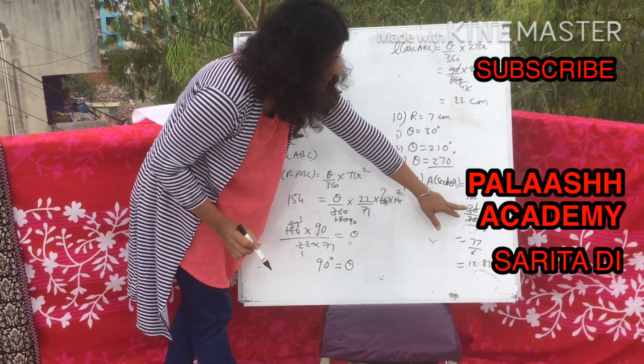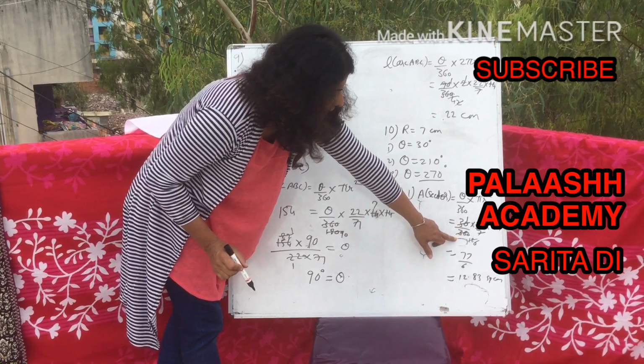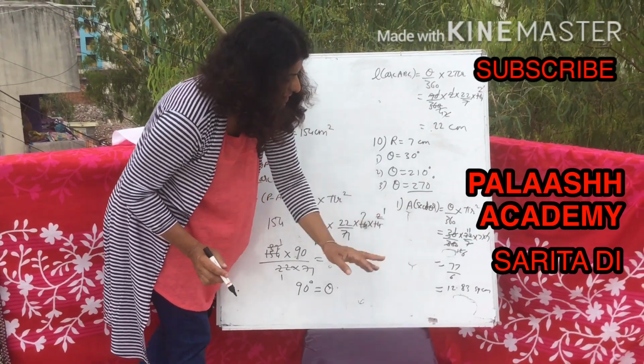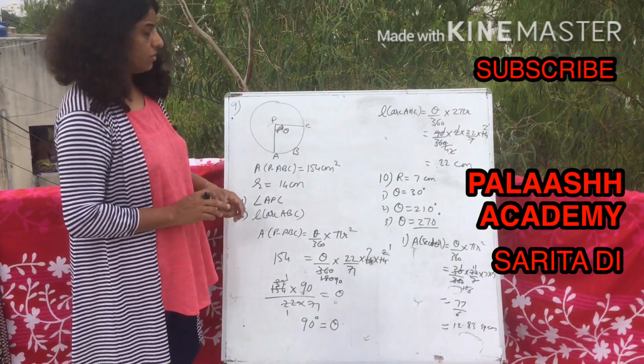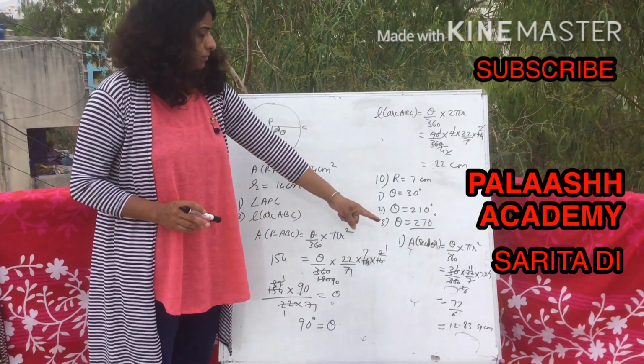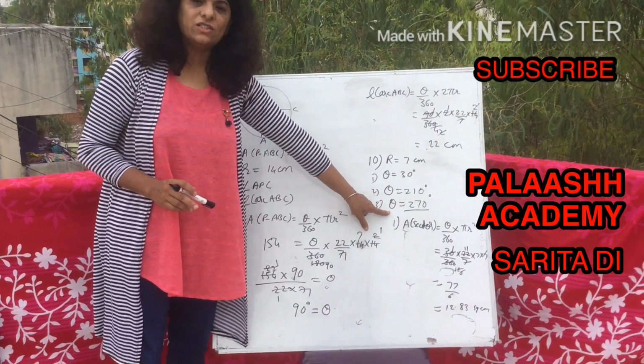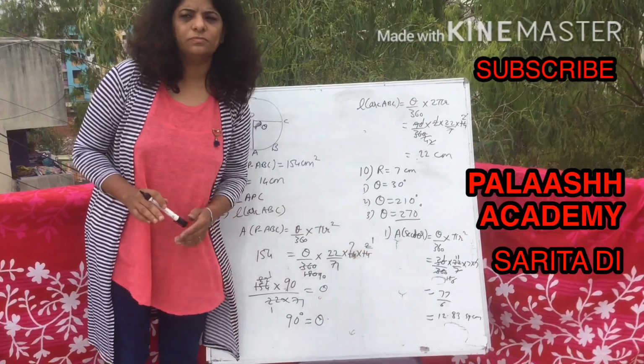So 30 upon 360, just cancel it out. 3 1s are 3, 3 12s are 36, 2 6s are 12, and 2 11s are 22. The 7 and 7 get cancelled, it comes to 77 upon 6, that is 12.83 square centimeter. The remaining 2 you can do. For one you have to put theta as 210, and for the second you put theta equal to 270, and you can calculate.